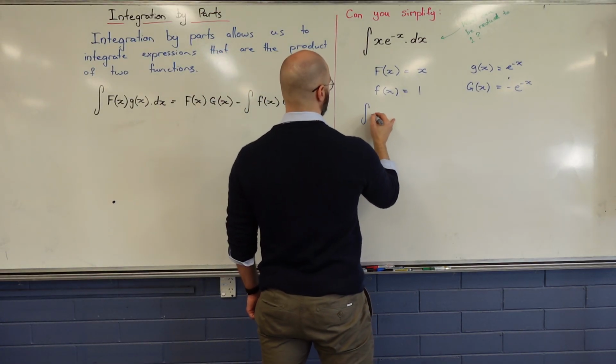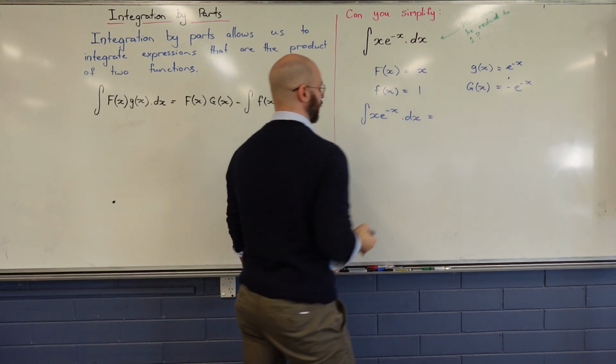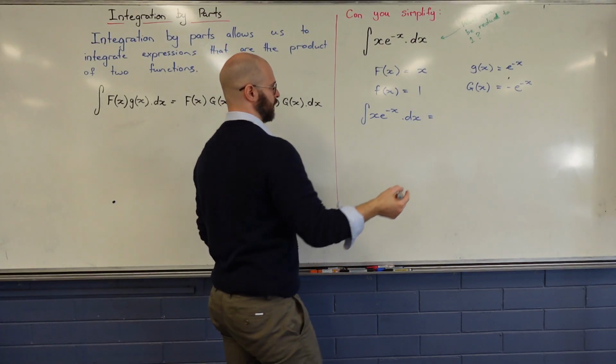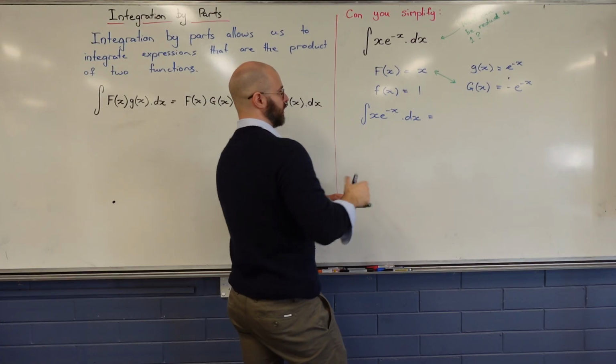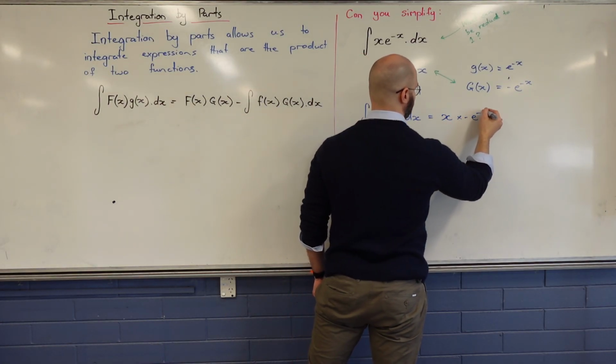So we're going to integrate this guy. So let's apply our formula. Firstly, we're going to multiply the two big functions together. So this is going to be x multiplied by a negative e to the negative x.